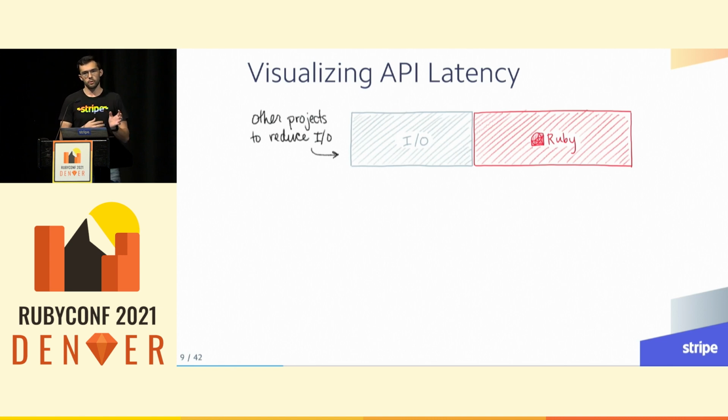So contrary to what people will tell you with simple CRUD apps, at Stripe it's not all blocked on I/O. We do actually want to make the Ruby code faster in order to speed up the API.